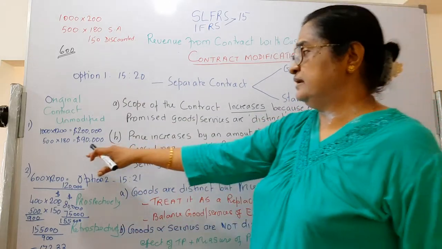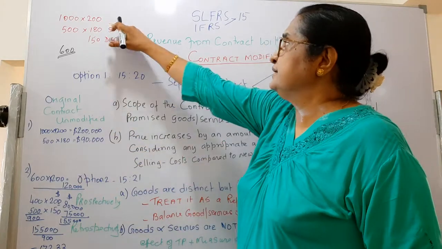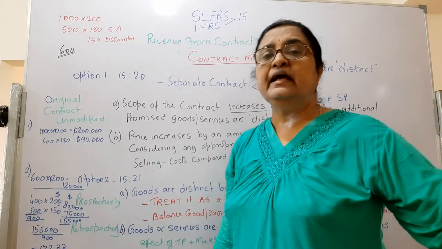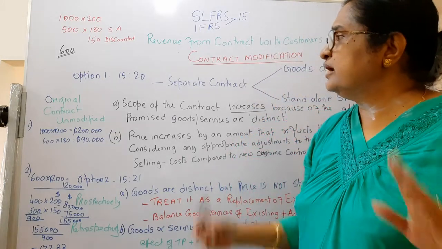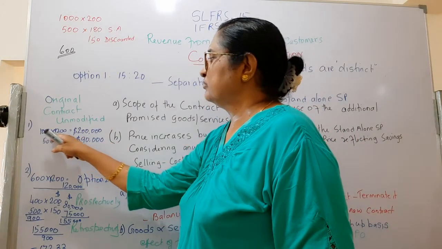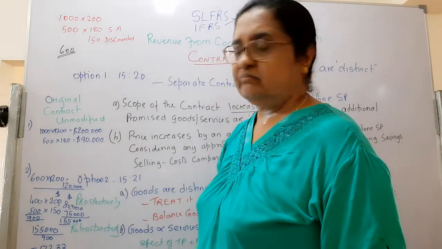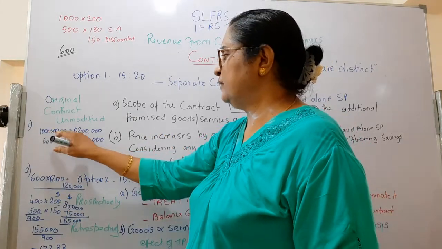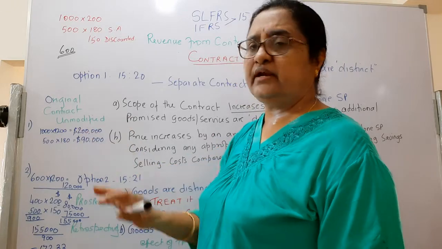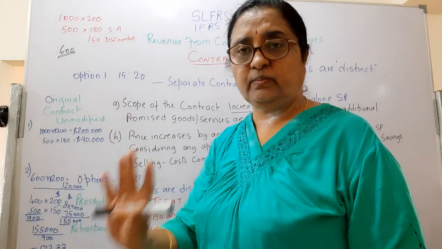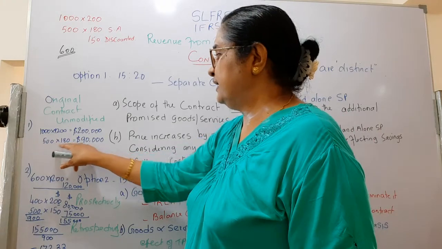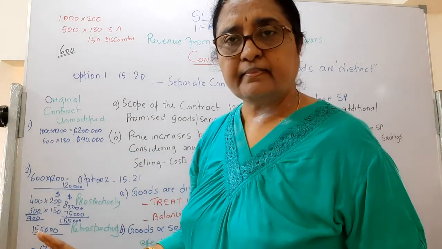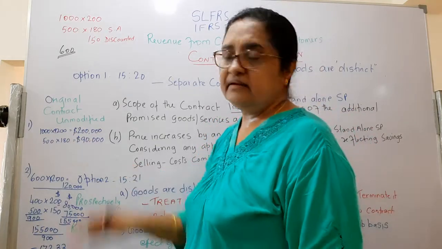But for our example discussion purposes, we assume that it is the standalone selling price and the contract modification has been approved. Then you can jolly well treat this as a separate contract. Original contract untouched. 1000 laptops you supply at 200 and receive 200,000 and recognize that as revenue, no problem. And 500 at 180, recognize $90,000, no problem, finish the matter. So that's how you will treat it if it is a separate contract.